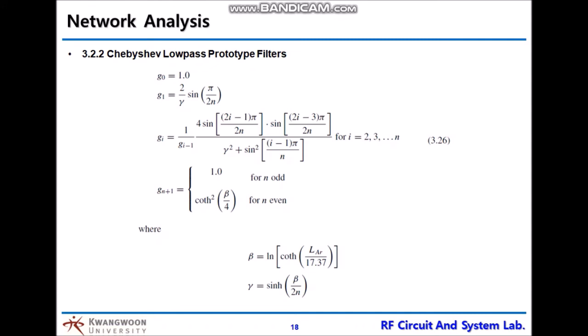For Chebyshev low-pass prototype filters, having a transfer function given in equation 3.9 with a passband ripple insertion loss and the cutoff frequency equal 1, the element values for the two-port networks shown in figure 3.10 may be computed using the following formulas as equation 3.26.